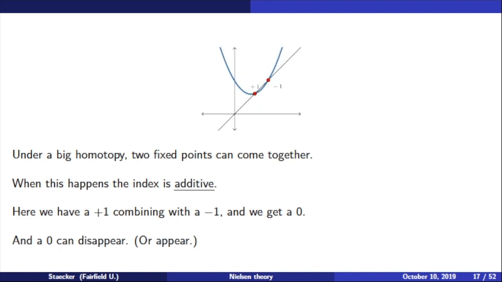And a zero can disappear. This is another feature of the definition of the index, that when you have a fixed point of index zero, it is possible to remove that fixed point entirely by a homotopy. And you can see that's what happens in this picture here. Or appear, I said. It is possible if you have a function with no fixed points. Usually, it's possible to create a new fixed point which has index zero.